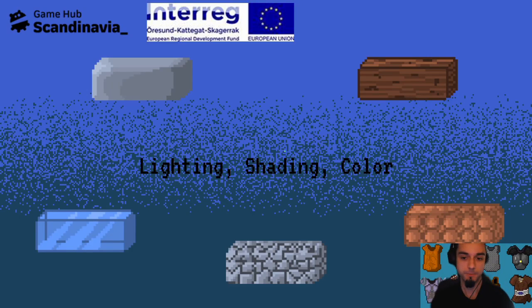Hello, my name is Steven, and welcome to the Lighting, Shading, and Coloring lecture. Today we will be talking about how we can easily create different materials, as you can see here, how we can select colors for our game, and how to easily and consistently make the lighting of the game.